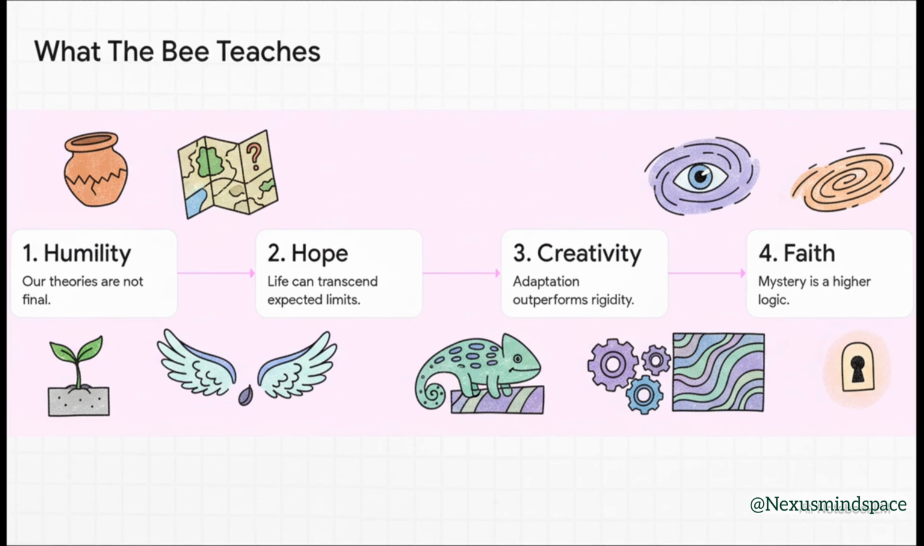So what do we take away from all this? Let's break it down. First, humility. Be willing to admit that our maps of the world aren't the actual world. Second, hope. Just because something seems impossible by one set of rules doesn't mean it is. Third, creativity. Being flexible, being adaptive, that's always going to be stronger than being rigid. And finally, faith. Just being open to the idea that there's a deeper logic at work than the one we can see on the surface.